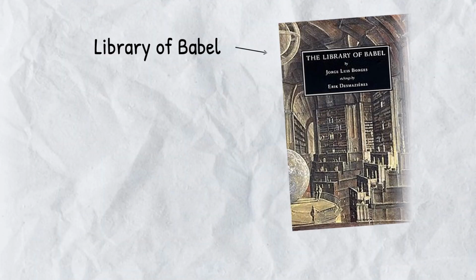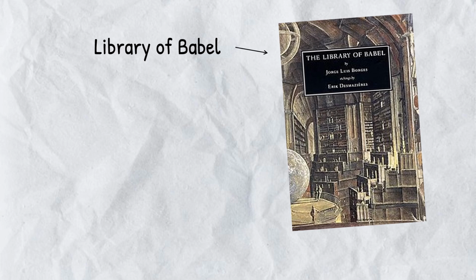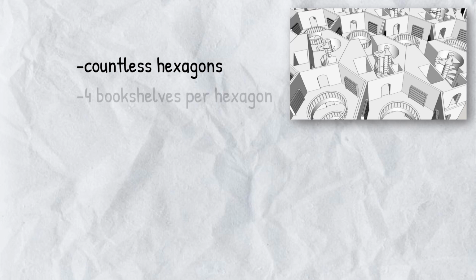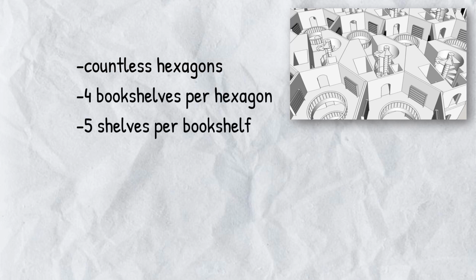Let's start out by talking about the source material. Library of Babel is a short story written by Argentine author Jorge Luis Borges about a universe which is basically just a huge library. In this library, every possible 410-page book exists somewhere. This world consists of a huge array of hexagons. 4 of the walls contain a bookshelf, each containing 5 shelves per wall and 32 books per shelf.